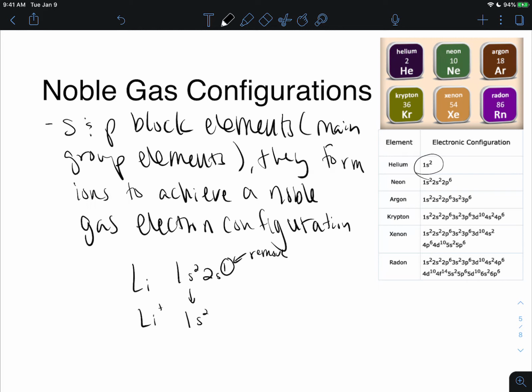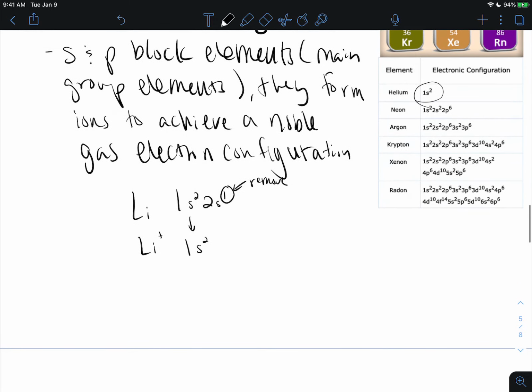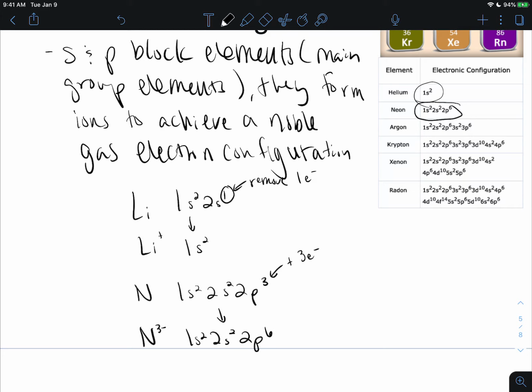Take something like nitrogen. Nitrogen is 1s2, 2s2, 2p3. Electronically, neon is closest to it. So if we add 3 electrons, then we get 1s2, 2s2, 2p6, and a 3 minus charge, which would give us that isoelectronic neon electron configuration.